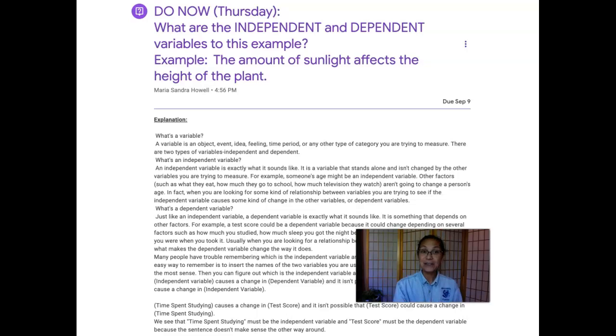Right? So the answer is, if you're watching this video, I'm going to give you the answer. The independent variable is the amount of sunlight, and then what we can measure is how high the plant is, so the height of the plant. So again, the amount of sunlight is the independent variable, what we can change, and then the height of the plant is the dependent variable.